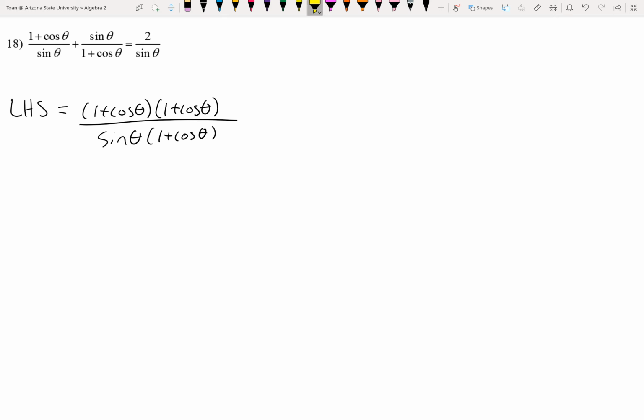So I hope you guys can see that this was the original fraction on the left, and all we did was multiply the top and bottom by 1 plus cosine. All right, so that's legal to do. Plus, and then this fraction needs a sine. Again, I'm just going to show my work here.